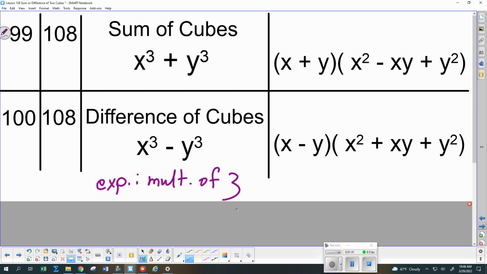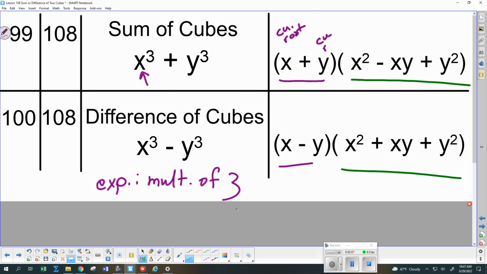Notice the factorings are exactly the same, except some of the plus and minus signs are changed around. We always have a short parentheses and a long parentheses. To get the short parentheses, you look at the first one and take its cubed root, and you look at the last one and you take its cubed root. So x cubed, cubed root of that is x, y cubed, cubed root of that is y.